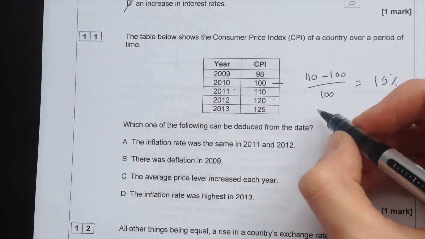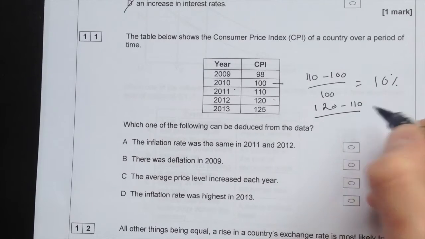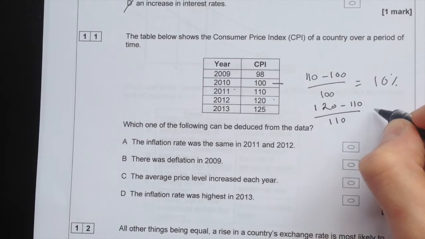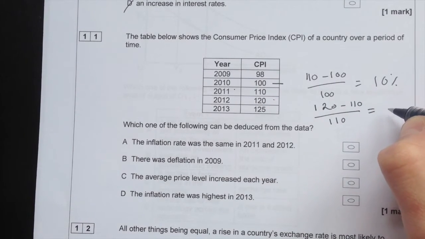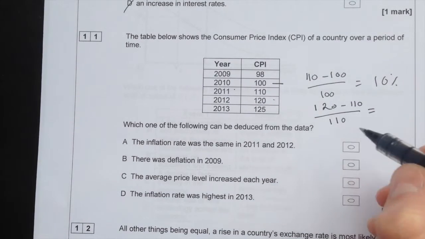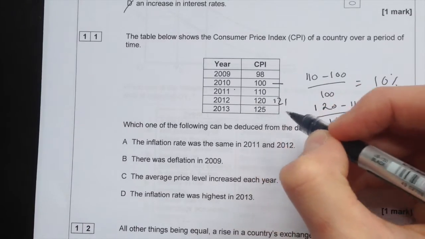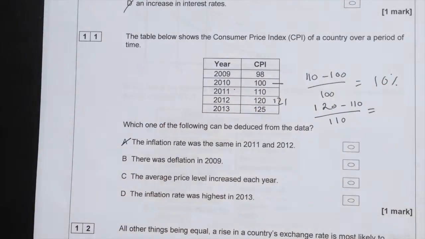But if we do 120 minus 110 over 110, that gives us a figure that is slightly less than 10%. If it was 10%, it would give us a figure of 121, which it doesn't, which is 120. So it's not that one.